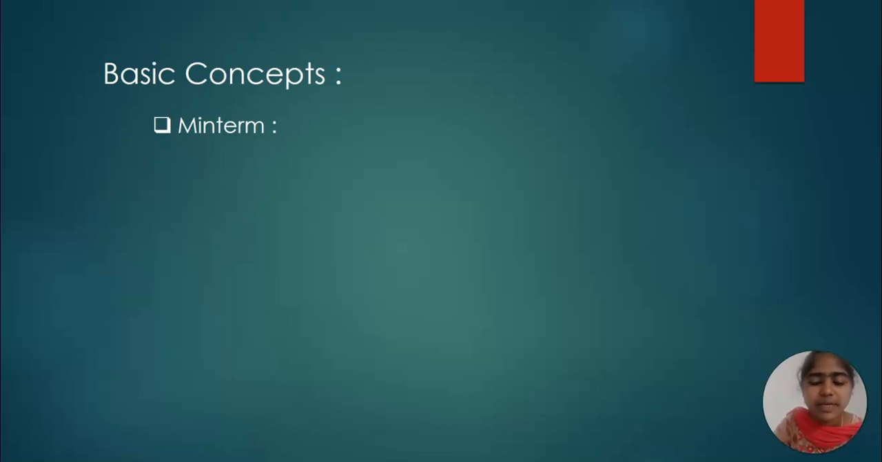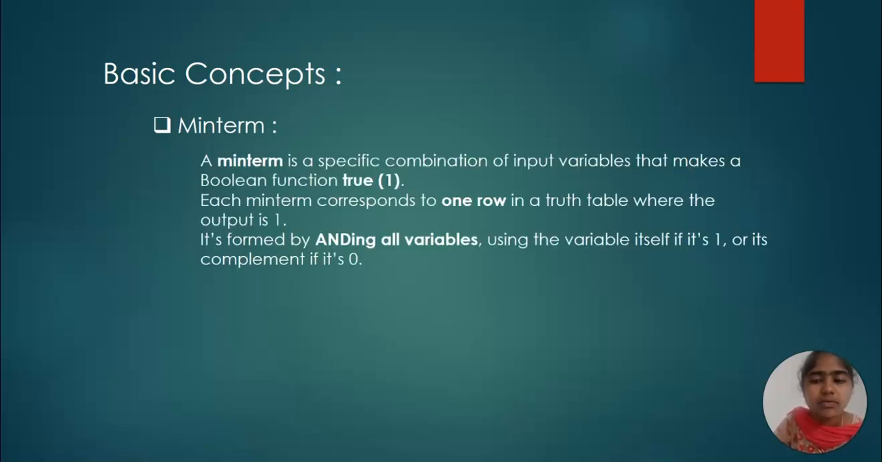Basic concepts of the Karnaugh map. There are two types, minterms and maxterms. Here we are discussing the minterms. A minterm is a specific combination of input variables that makes a Boolean function true. It becomes 1. Each minterm corresponds to one row in a truth table where the output is 1. It is formed by ANDing all variables, using the variable itself if it is 1 or its complement if it is 0.